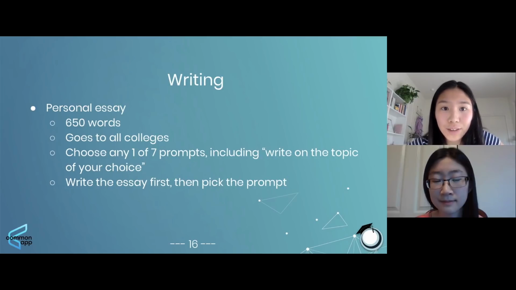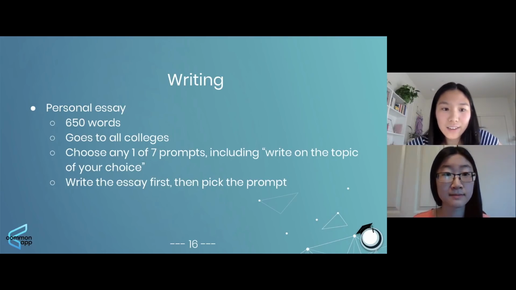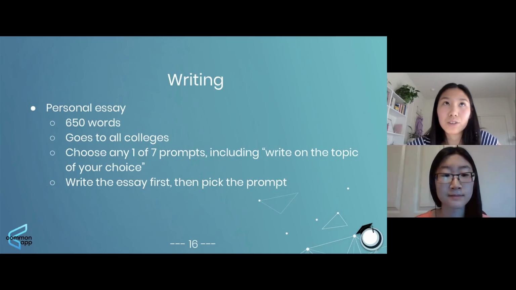All right, and now moving on to the writing section. So for the Common Application specifically, in the general Common App, there's just one prompt, which is your personal essay. This is also probably known to a lot of people as the Common Application essay. So it's 650 words long, or that's the limit, so you can go below that, but you can't go over. So this essay is going to be sent to all colleges that you apply to, so every single college you put into your Common Application college list.